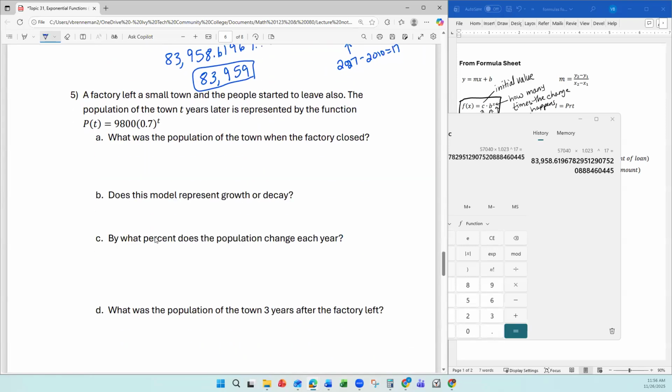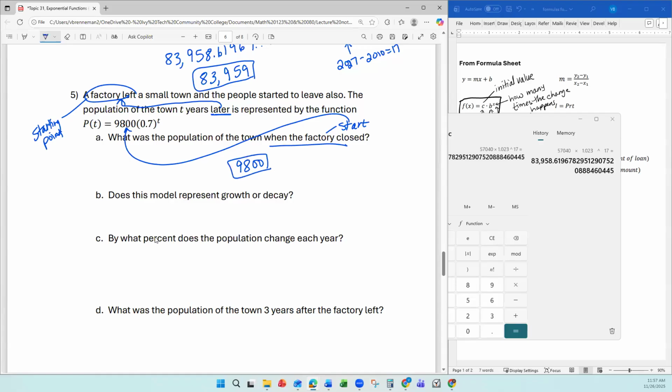Then number 5, a factory left a small town and the people started to leave also. The population of the town t years later is represented by the function P of t equals 9,800 times 0.7 to the t power. So what was the population when the factory closed? It's t years later, referring back to the factory left. That was the starting point. So when it says when the factory closed, it's looking at the start. And that's going to be this part of the equation, the 9,800.